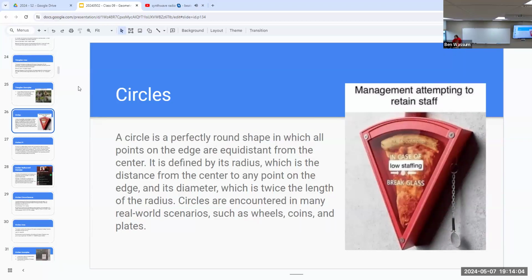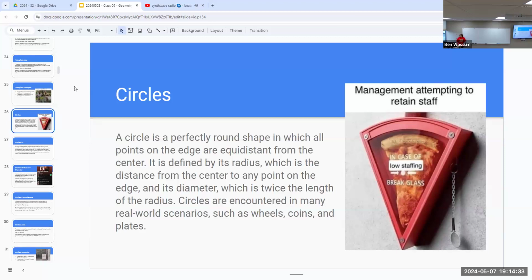Circles. You'd think I'd put that pizza meme on the triangles, but technically, since it's curved at the edge, it's actually a part of a circle. So, circles. A circle is a perfectly round shape in which all points on the edge are equidistant from the center. So same distance from the center all the way around.